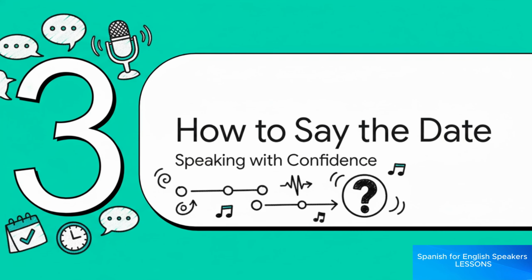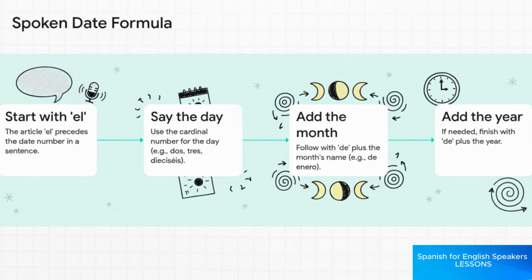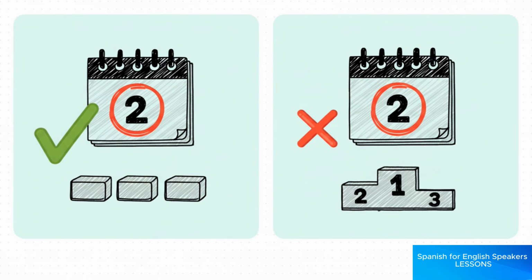Writing it is one thing, but saying it with confidence has its own little rhythm and its own set of rules. The spoken formula is actually beautifully simple. You just start with the article el, then say the number for the day, then de plus the month. So, January 16th becomes el 16 de enero. And if you need to add the year, you just tack on another de and say the year. Super simple. And hey, if you're talking about the current year, most of the time, you can just leave that part off.